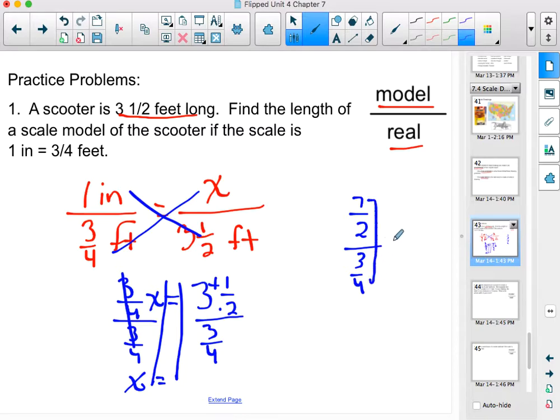7 times 4 is 28. 2 times 3 is 6. And we know that's an improper fraction. So just a reminder, you're going to drop the 28 into the house and see how many times 6 goes into 28 evenly. It goes in 4 times with a remainder of 4.